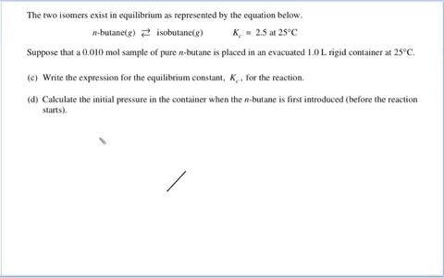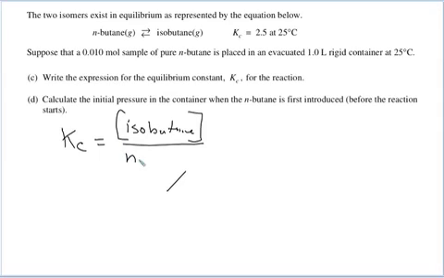When writing the equilibrium constant expression, you go Kc equals, and it's always the products, in this case isobutane. Because they're isomers, they have the same formula, so you're just going to write the name. Isobutane is to the first power, because it's like C4H10 to C4H10, so it's just isobutane over N-butane. That's what your expression would be.